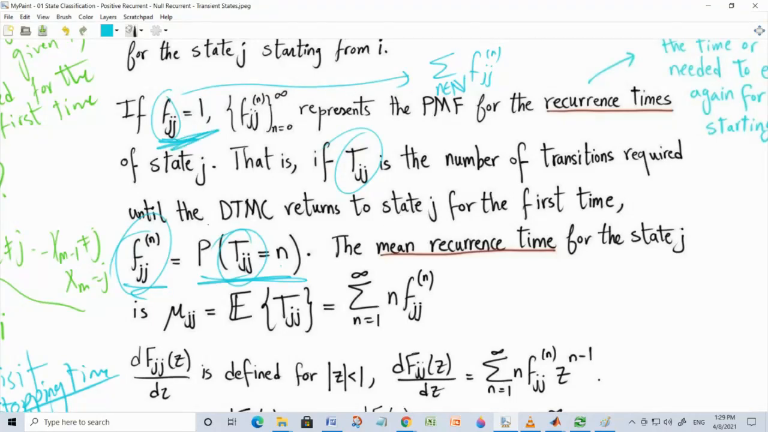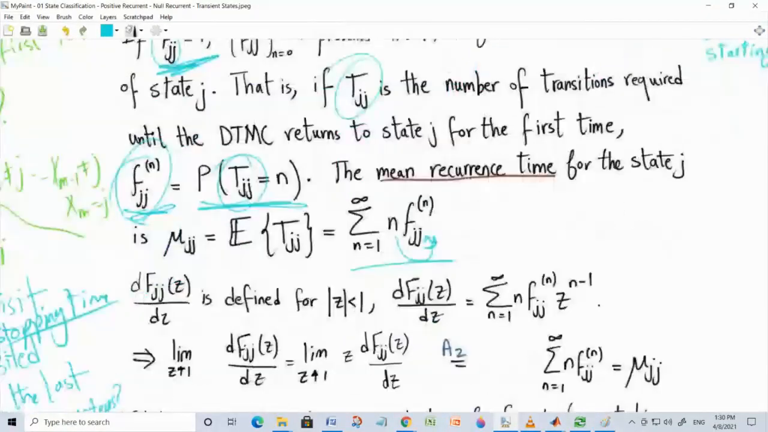But if FJJ is equal to 1, then this is a proper PMF, and again, almost surely you will go back to J for the first time, starting from J. And since this is a PMF, you can also find its mean, the first moment, and the first moment is called the mean recurrence time. So the mean recurrence time is the expected value of this, a summation of n multiplied by the probability, so n multiplied by FJJ of n. We can use the probability generating function to obtain moments via differentiation. It is something like the characteristic function, the moment generating function, the Laplace transform. All these things, under some conditions, you can use their derivatives to obtain the moments.